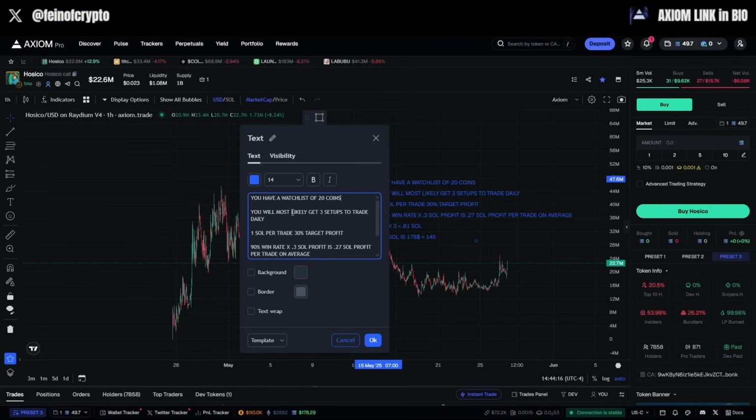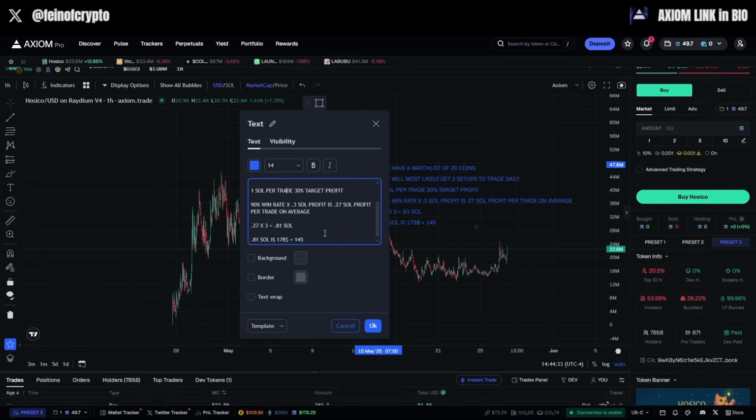You do this every single day, what we're doing. You will most likely get 3 setups to trade daily. 1 SOL per trade or whatever your SOL trade. This is just an example. Please don't look at the numbers. You could do 20 SOL. I mean, at one point I was doing 200 SOL per trade. 200 SOL, 30% profit is 60 SOL. Do that 3 times, it's 180 SOL. When Solana was 300 bucks, it's 50 grand a day.